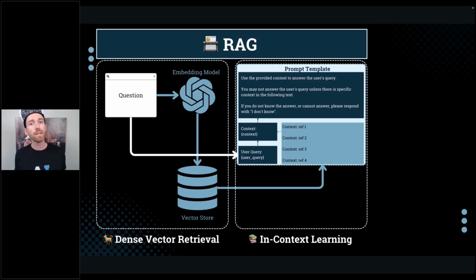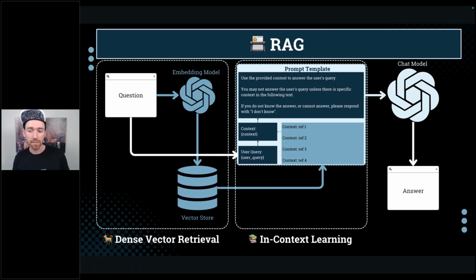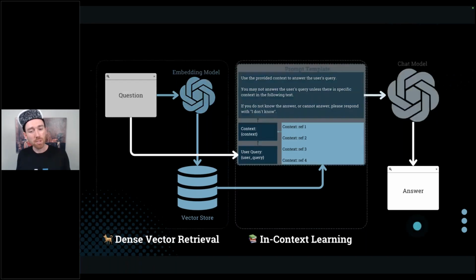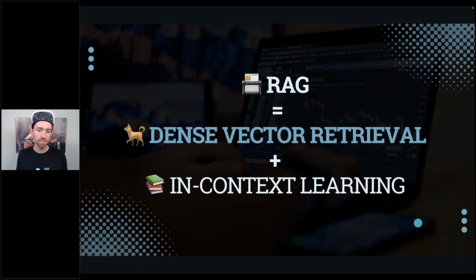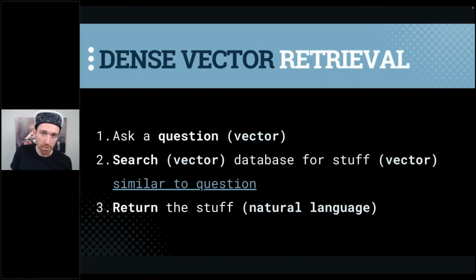This is RAG. Well, almost, because I haven't even used an LLM yet, at least not a chat model LLM. I've only used this embedding model. We have to actually run everything through the chat model now, like your ChatGPT style model, and get our better answer. This idea of retrieval is really important. It's simple. Ask a question, search a database for stuff that's similar to the question, return the stuff. This idea of dense vector retrieval, it just means that we have vector representations that we're using.